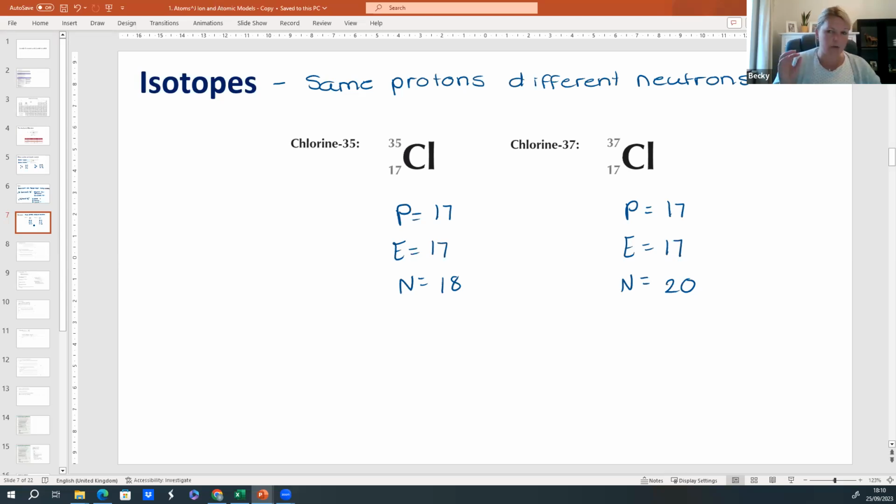Okay, so your electrons define your chemical properties, so they've got the same electrons, so they react the same way. Protons is what defines your element, so they're the same thing because we've got the same number of protons. We've just got that slight change in mass.